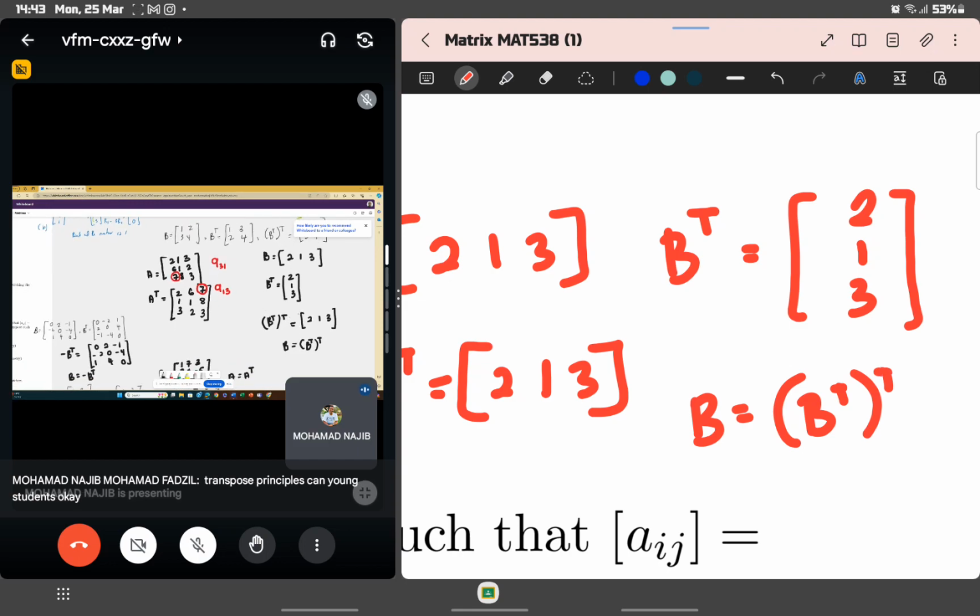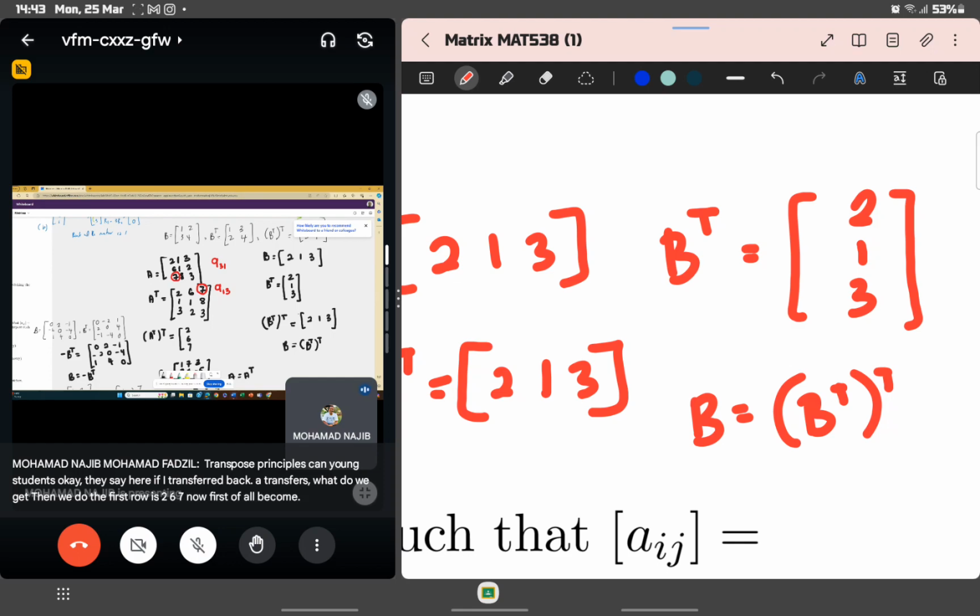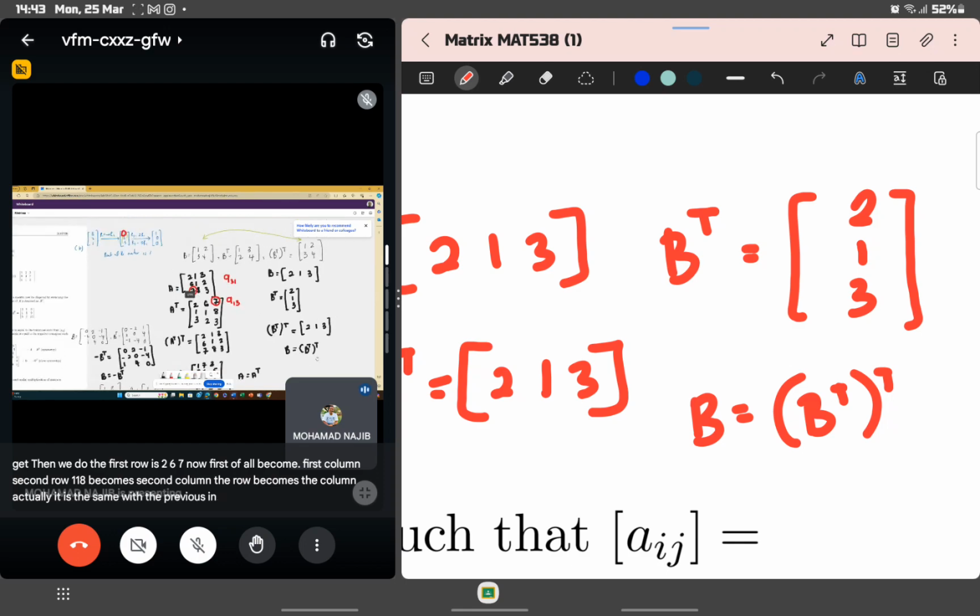Okay, let's say here, if I transpose back A transpose, what do we get? Again, we do. The first row is 2, 6, 7. Now, first row become first column. Second row, 1, 1, 8 become second column. Third row become third column. Nampak? Actually, it is the same with the previous A. Dia patah balik. Okay, boleh dekat sini.